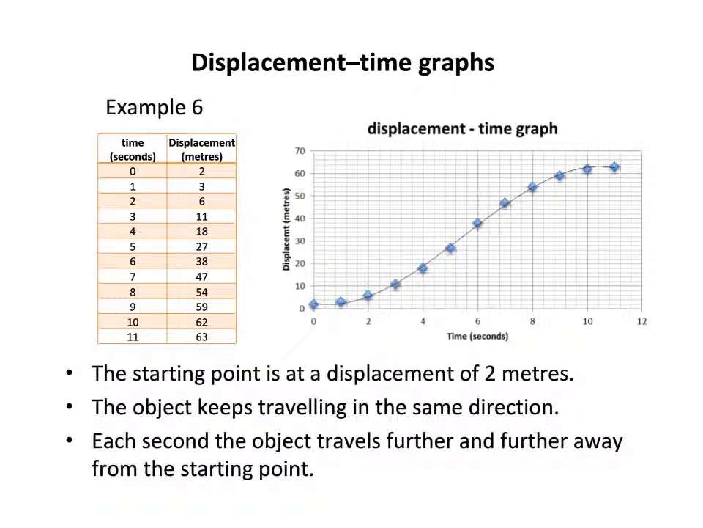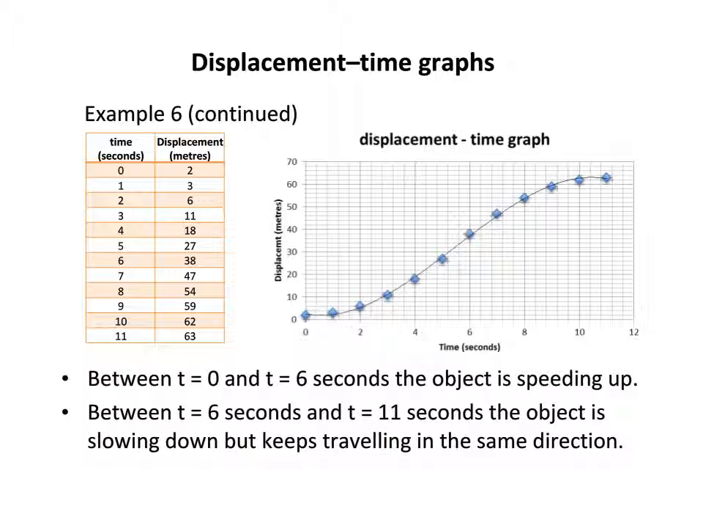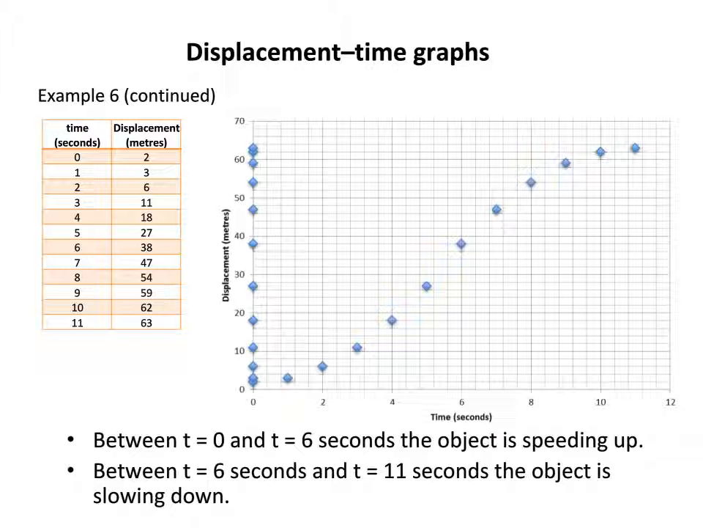starting point. To look at this more closely, we can see that between 0 and 6 seconds the object is speeding up. Between 6 seconds and 11 seconds the object is slowing down, but it's still travelling in the same direction. Observe the points on this graph and see what the graph looks like when the object is speeding up between 0 and 6 seconds, and what the graph looks like between 6 seconds and 11 seconds when the object is slowing down.